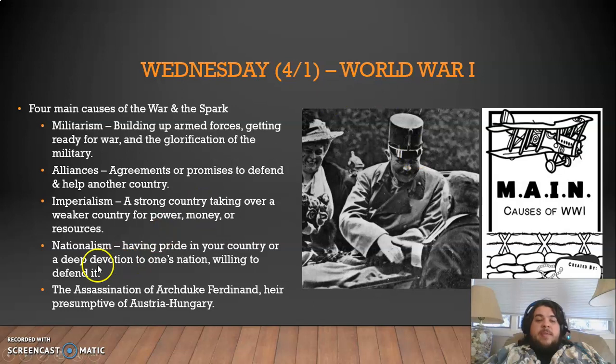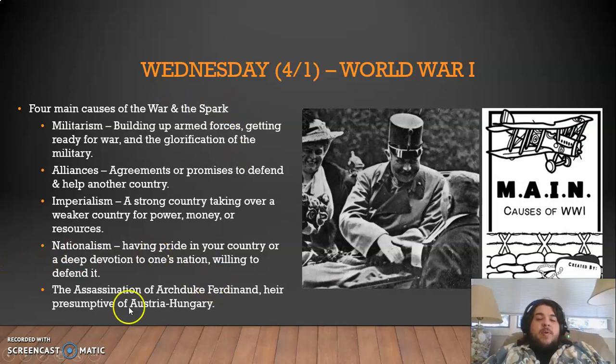Nationalism: also not a bad thing. Having a pride in your country or a deep devotion to one's nation and a willingness to defend it. Not a bad thing. Unless you have so much pride in your nation that you hate every other nation, then it's a bad thing, right? But ultimately, not a bad thing. Can't think of any good reasons to do it or good examples of it, right?